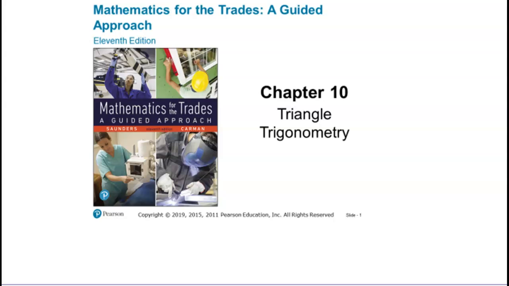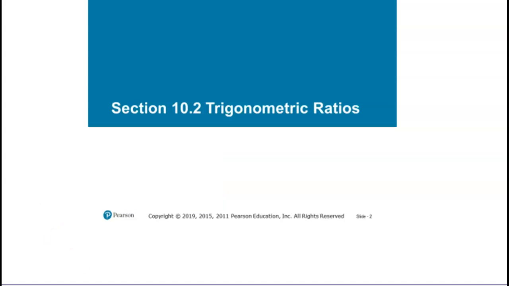In this video, we'll be looking at Chapter 10, Triangle Trigonometry, and continuing our Section 10.2, Trigonometric Ratios. The last video was a fairly lengthy video looking at how to manually calculate the ratios for sine, cosine, and tangent. This video will be looking at how to use a calculator to figure those ratios out, and also look at the inverse ratios for sine, cosine, and tangent, and how to find those on a calculator.